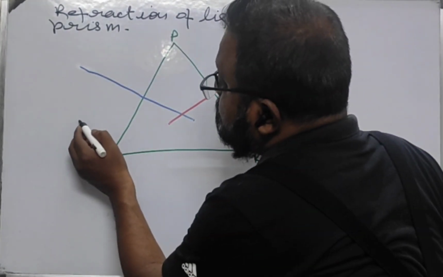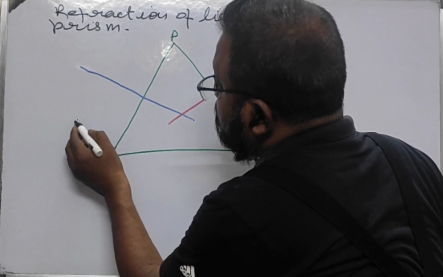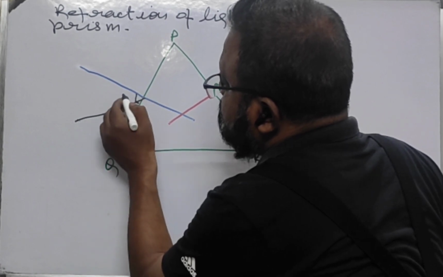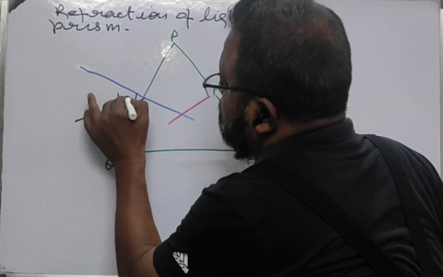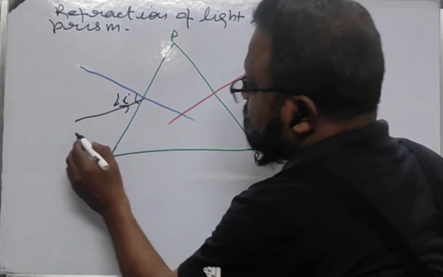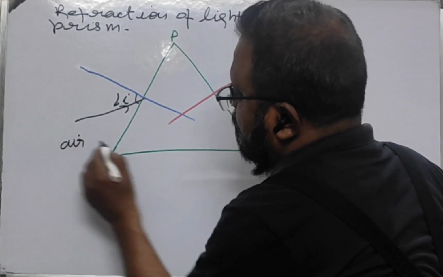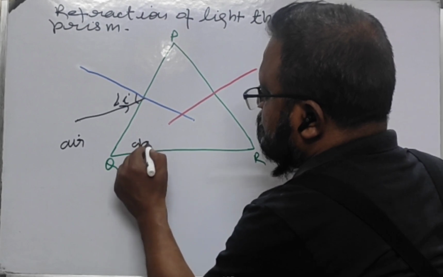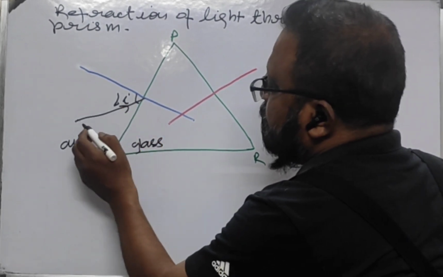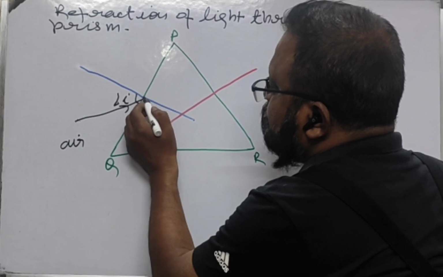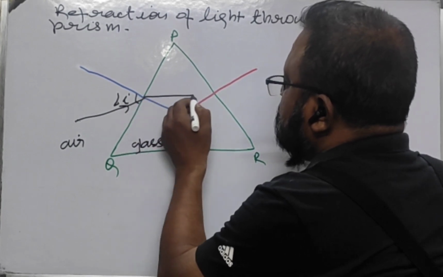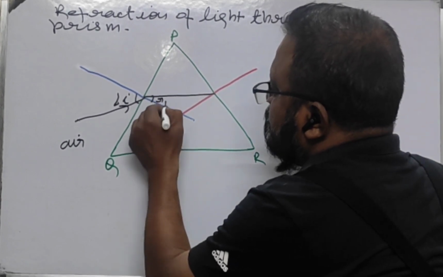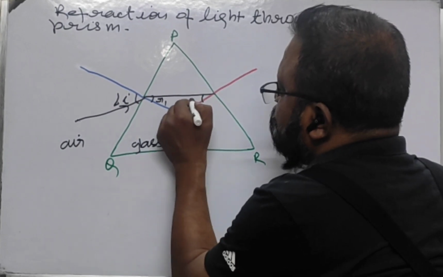Now the incident ray comes like this. This is the incident ray. So this is the angle of incidence. This is air, and the prism is made up of glass. So when light goes from a rarer to a denser medium, it goes towards the normal. So it goes like this. This is angle of refraction 1. This is angle of refraction 2.